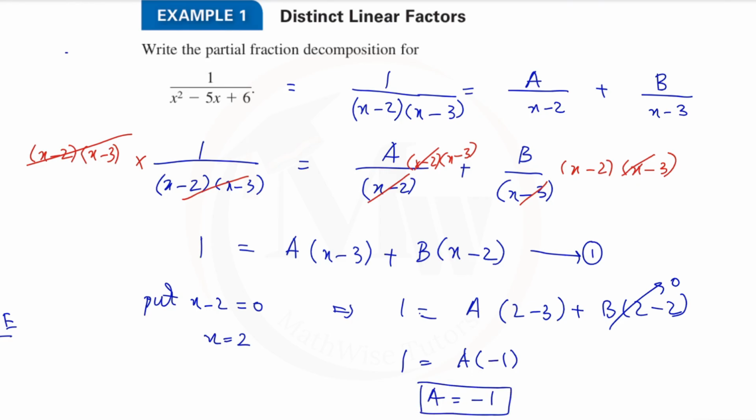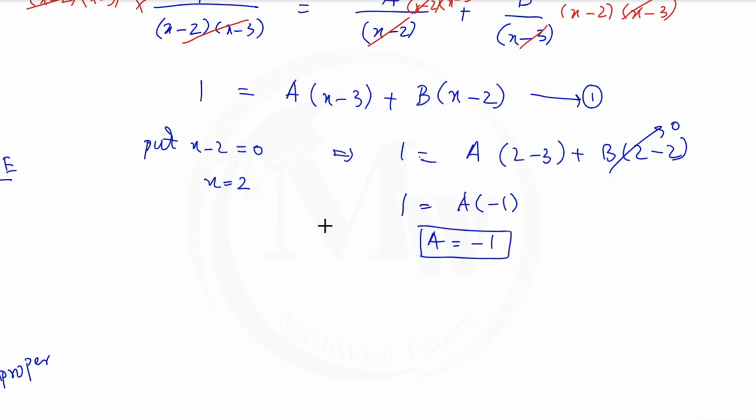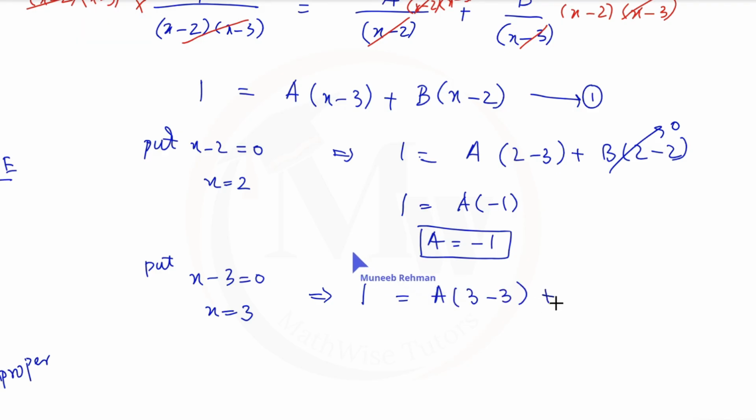Now we put the second factor equal to 0 and plug the value of x into the same equation. So put x minus 3 equal to 0, you will have x equal to 3. In this equation, we'll plug x equal to 3 the same way. 1 equals a times 3 minus 3 plus b times 3 minus 2. And see, 3 minus 3 is cancelled and this term becomes 0. 1 equals b times 1. So we have b is equal to 1.